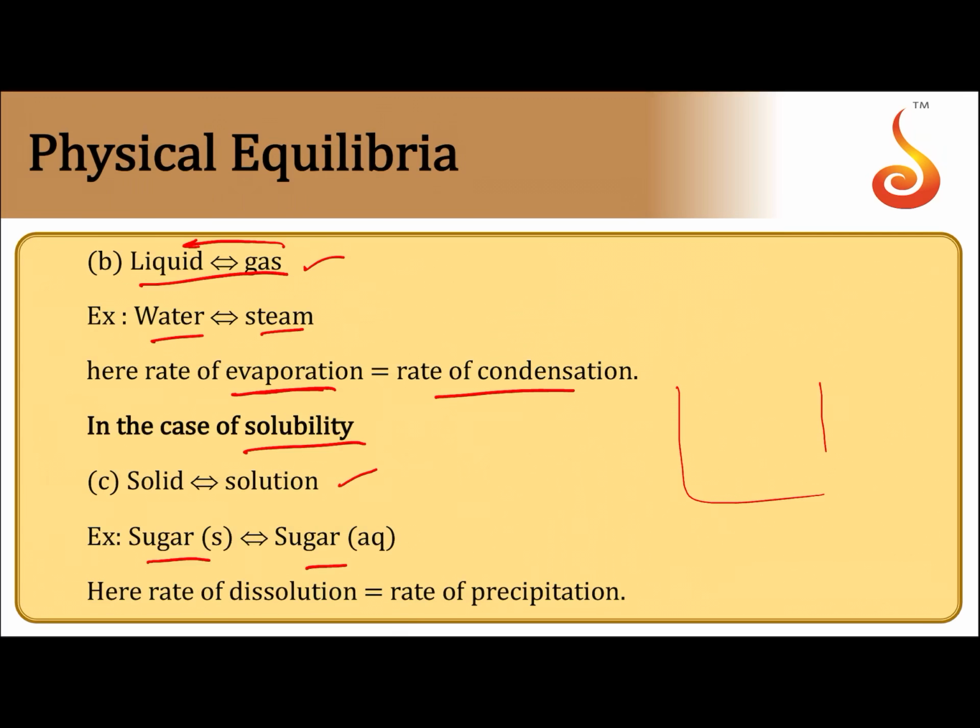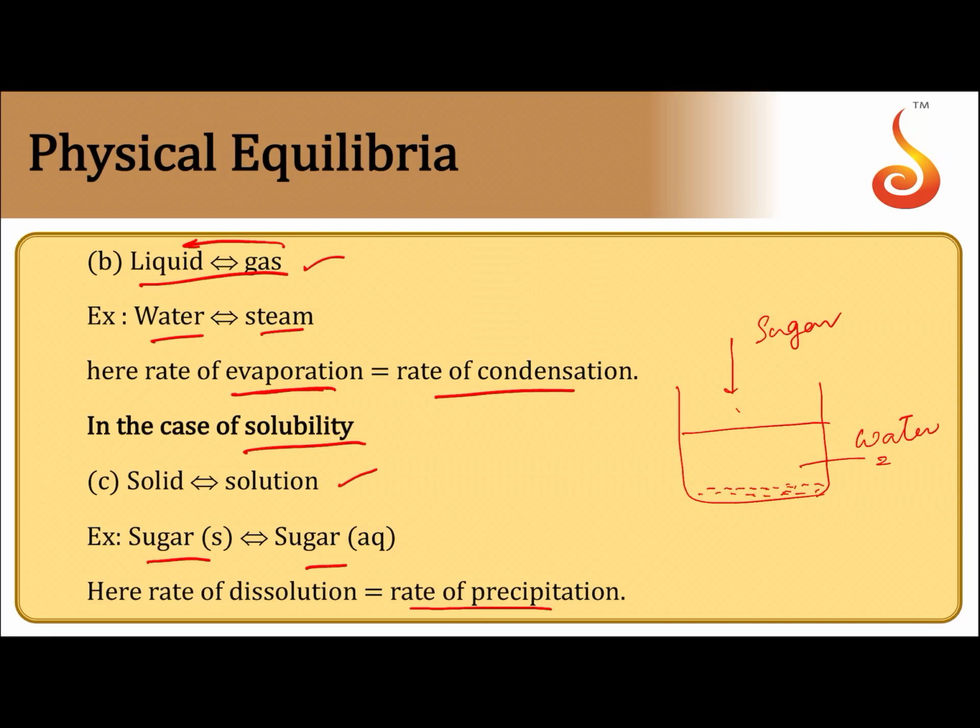So when you take a beaker containing water and dissolve, say, sugar, preparing a saturated solution, we can see some solute particles also present. Sugar dissolved in water here. So if the rate of dissolution of sugar, how much sugar dissolves per unit time, is equal to the rate of precipitation of sugar, then we can say it is nothing but physical equilibrium.